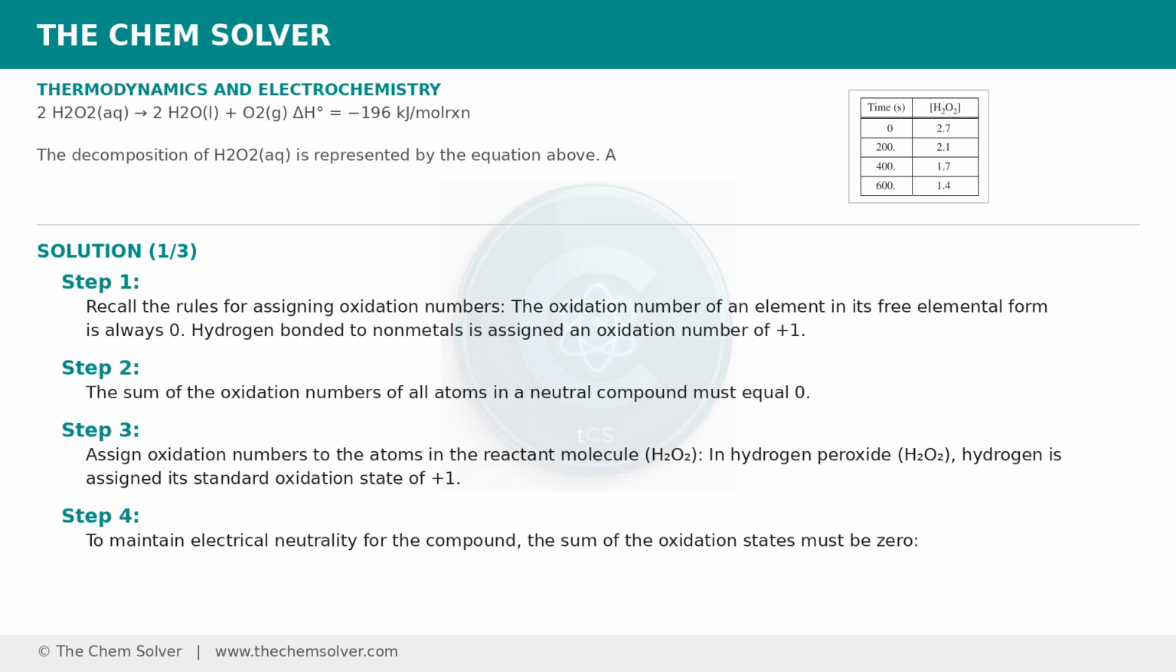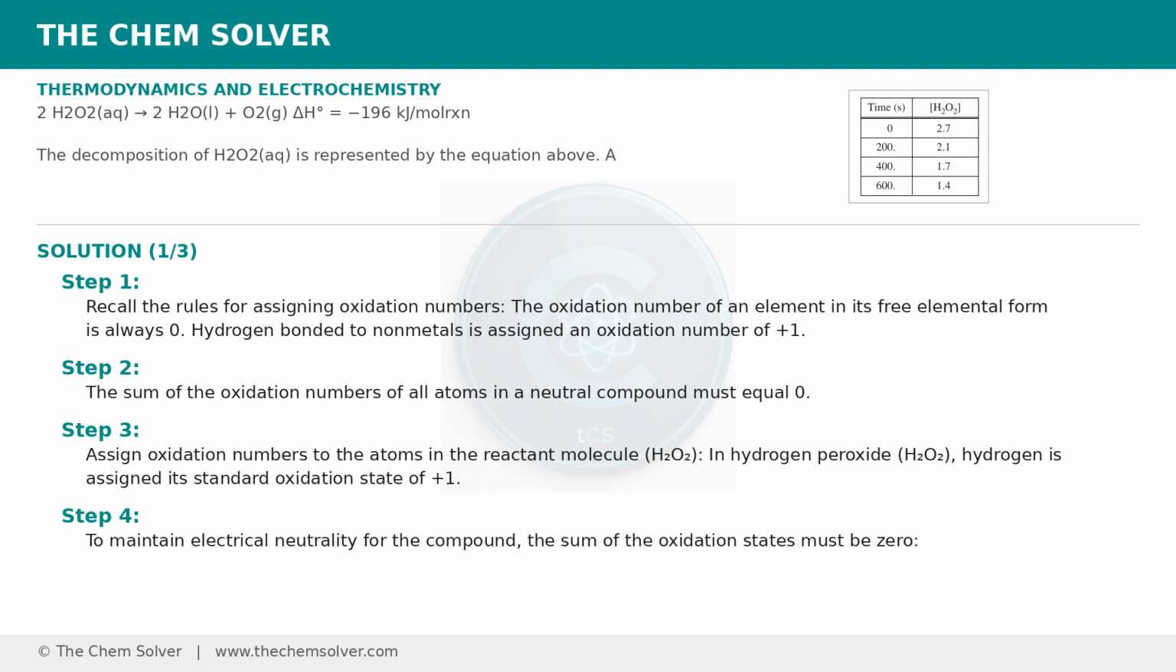Recall the rules for assigning oxidation numbers. The oxidation number of an element in its free elemental form is always 0. Hydrogen bonded to nonmetals is assigned an oxidation number of +1. The sum of the oxidation numbers of all atoms in a neutral compound must equal 0.